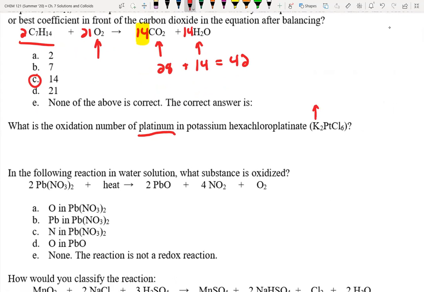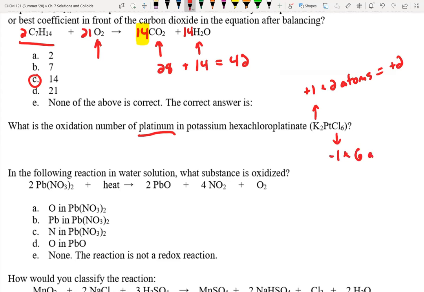Let's start with potassium. Potassium's in group 1A, which means it should be an oxidation number of +1. So I'd say +1 times 2 atoms means that both potassium atoms, if we can combine them together, is going to be the same thing as an overall net oxidation number of +2. Now let's do chlorine right here. Chlorine's in group 7A, which means it would be -1.